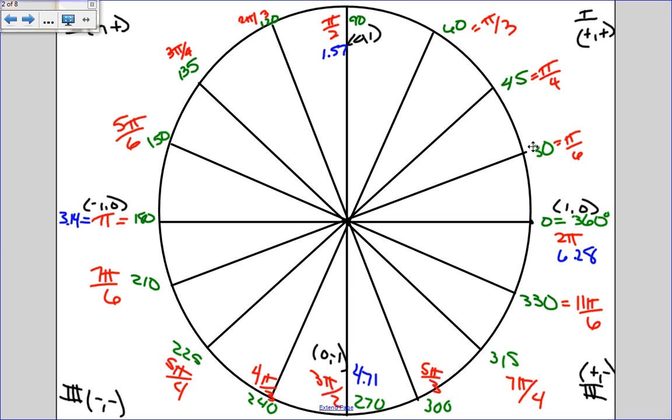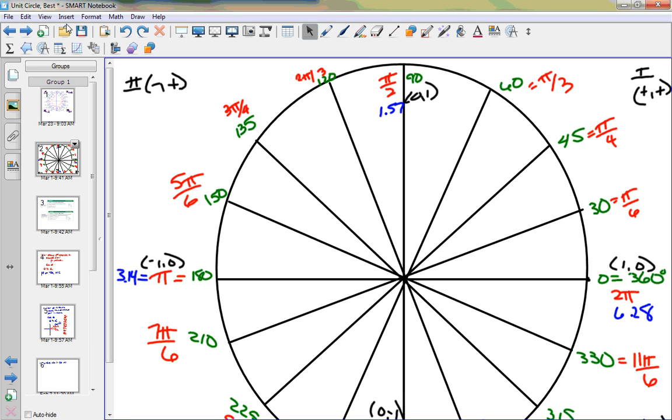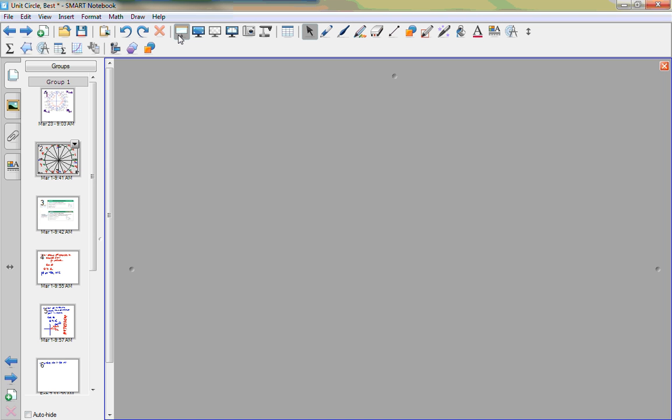Okay, for the remainder of the period, what I want you guys to do is put your unit circle away, and I want you to try to do this all by your lonesomes, using just your brain and what we just went over, okay? We're trying to do this quickly on the homework.